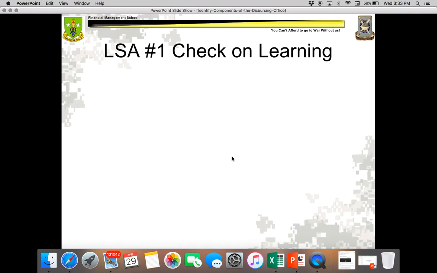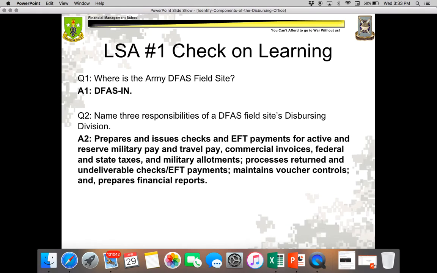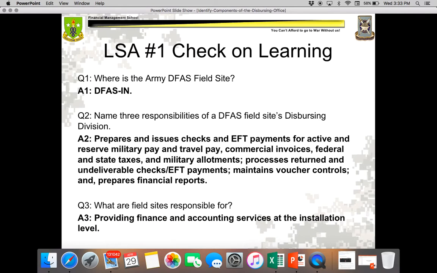Check on learning. Where is the Army DFAS field site? That is in DFAS Indy. Three responsibilities of the field site dispersing division are checks and EFT payments, commercial invoices, process returns and undeliverable checks, voucher controls, and financial reports. The field site's responsibility is to provide finance and accounting services at the installation level. Again, you're not going to see this a whole lot at our detachment level. However, it is something you should be familiar with.